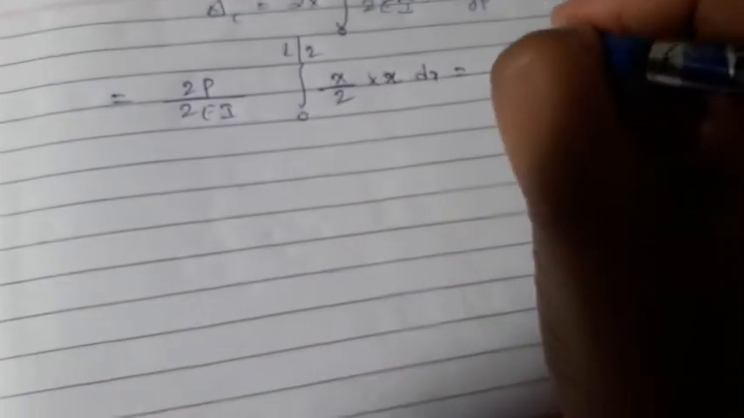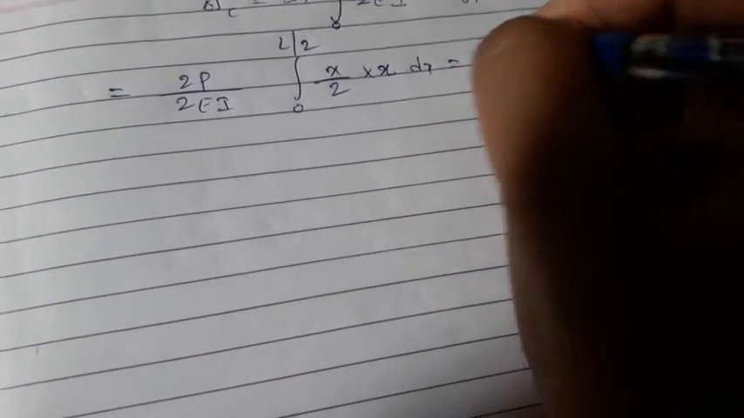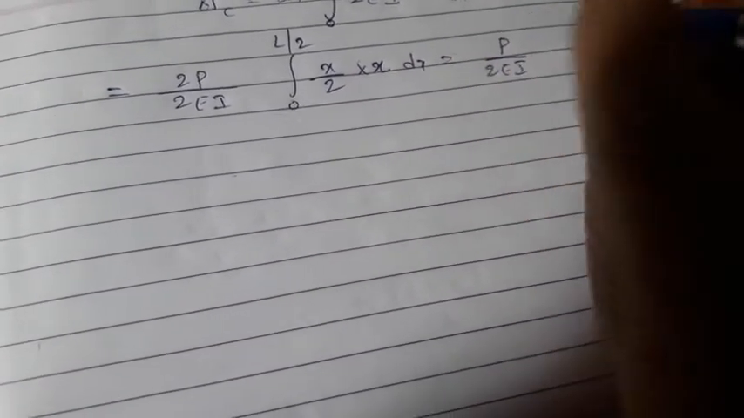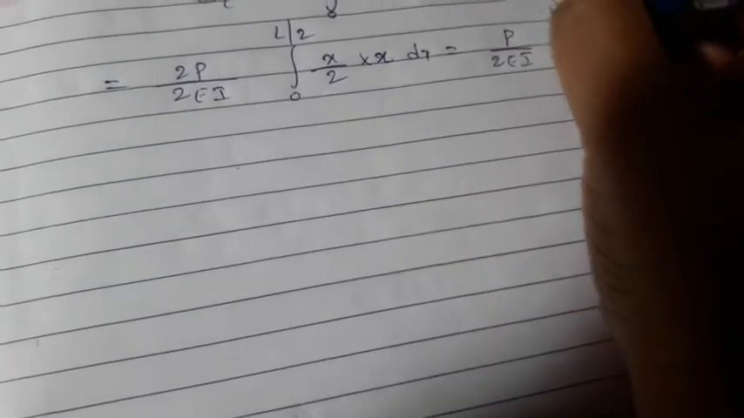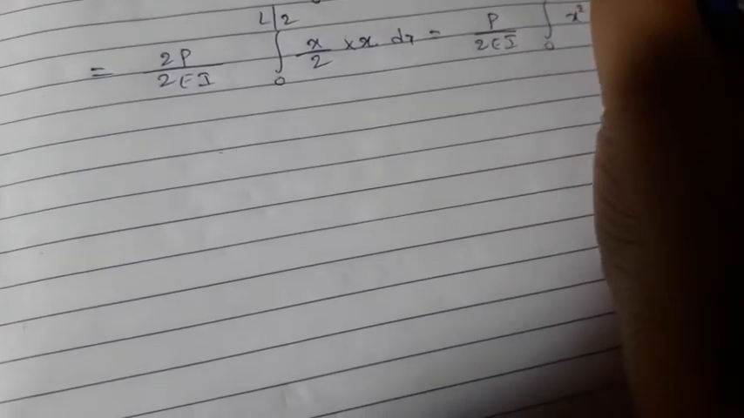So I will take these two terms outside. 2P by 2EI, integration 0 to L by 2. The partial differentiation here will be x by 2. This x we have left, so that is x dx. So that is P by 2EI integration of x square dx.